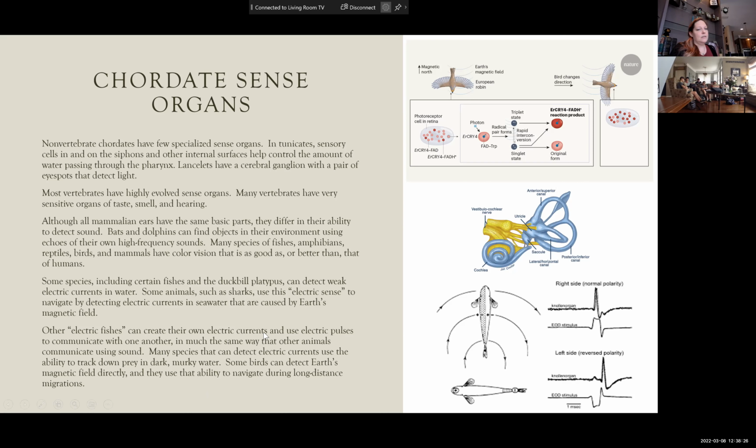Some species, including certain fishes and the duck-billed platypus, can detect weak electric currents in water. Some animals like sharks use that electric sense to navigate. Other electric fishes can create their own electric currents and use electric pulses to communicate with one another, in much the same way that animals communicate using sound. Many species that can detect electric currents use the ability to track down prey in the dark, murky water. Some fish and some birds can detect Earth's magnetic field directly, and that's how they navigate, which is pretty cool. Is that a chickadee out there?